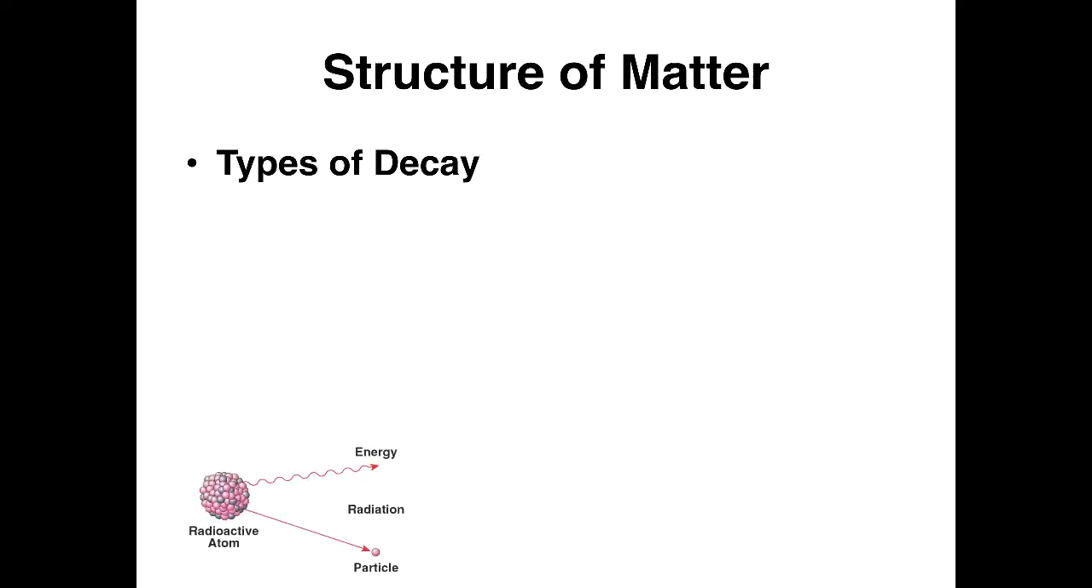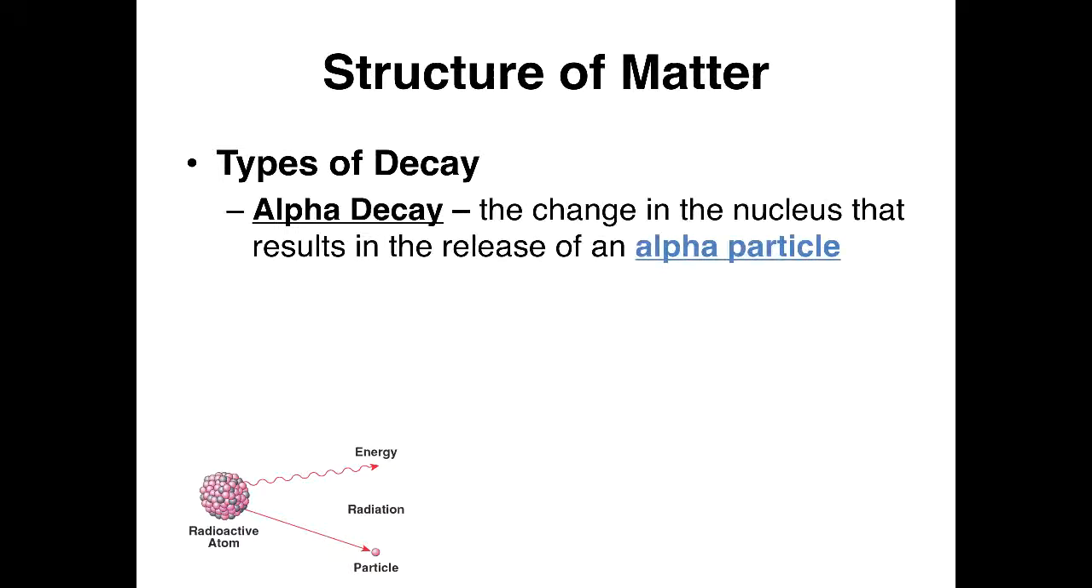Now when we talk about changes in the nucleus, we talk about types of decay. And when decay occurs, generally what happens is the energy is emitted, as shown in this diagram on the left, in the left lower corner, and some kind of particle is emitted. And depending on the type of particle emitted, you have the different kinds of decay. Alpha decay occurs when the nucleus changes such that it releases an alpha particle. And an alpha particle has 2 protons and 2 neutrons.